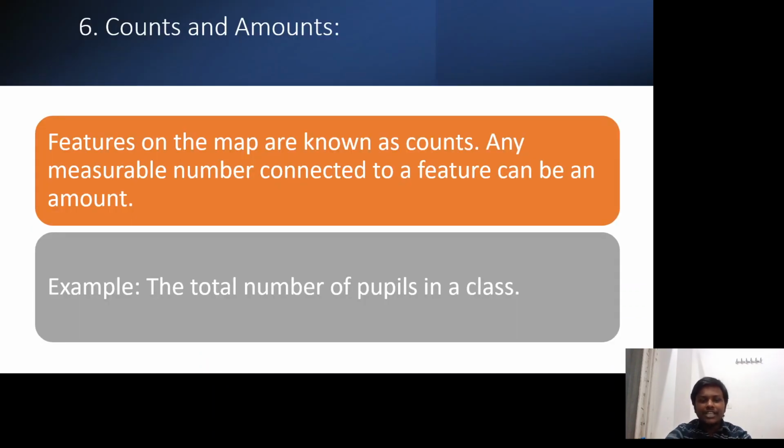The sixth one is counts and amounts. Counts and amounts show total numbers. A count is the actual number of features on the map. An amount is a measurable quantity associated with a feature. Any measurable number connected to a feature is a count or amount. For example, the total number of students in a class is counts and amounts.